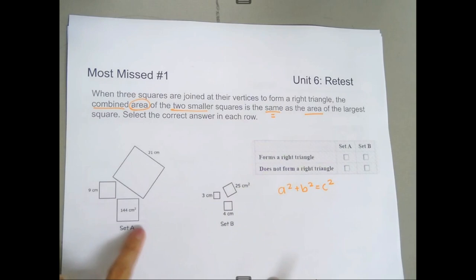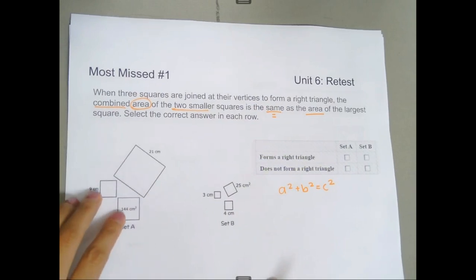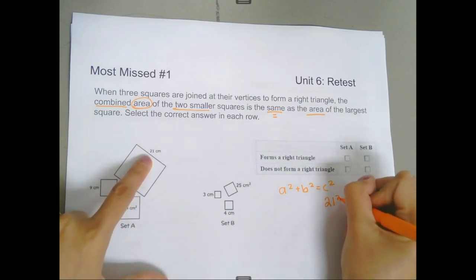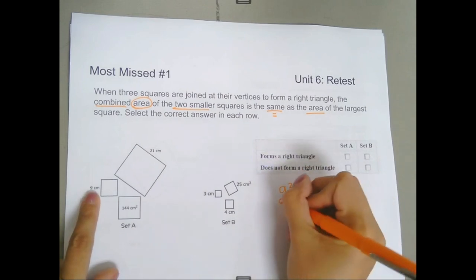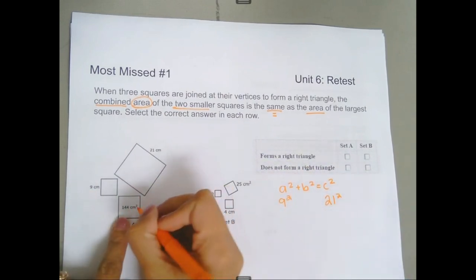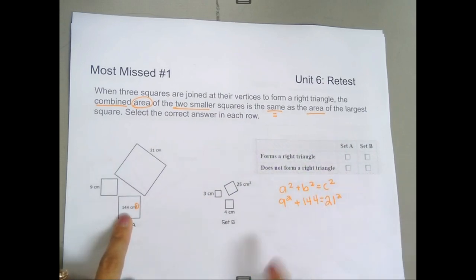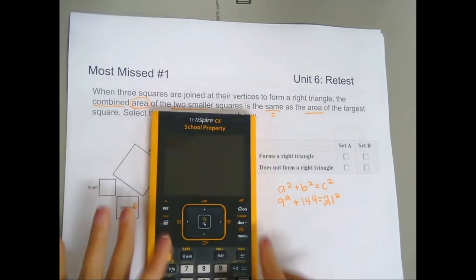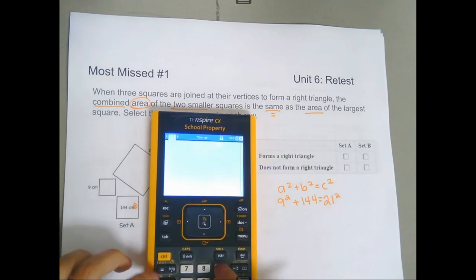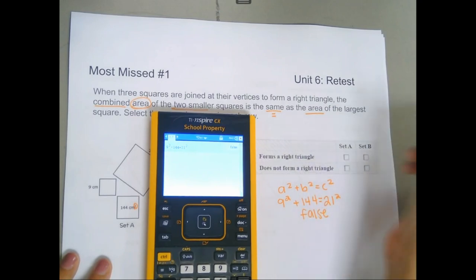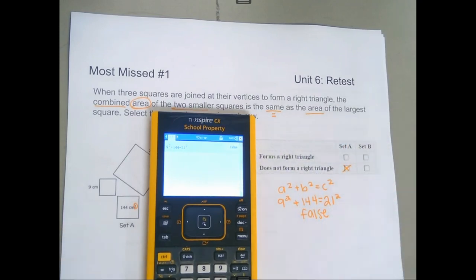So if I look at set A, I can see 9, 144, and 21. 21 is on my largest, so I'm going to put that as my c squared. 9, I'm going to make a squared. But if you look at 144, it has that squared on it. So I'm just going to put plus 144. I'm not going to put a squared on that because that is already the area. So when I do that, I can type it in my calculator: 9 squared plus 144 equals 21 squared. And when I click enter, it tells me false. So that means this does not form a right triangle.